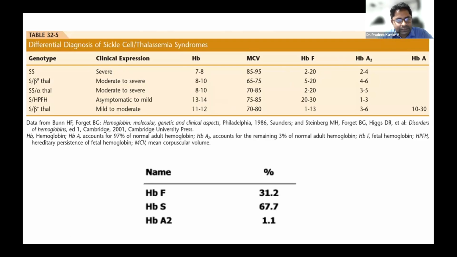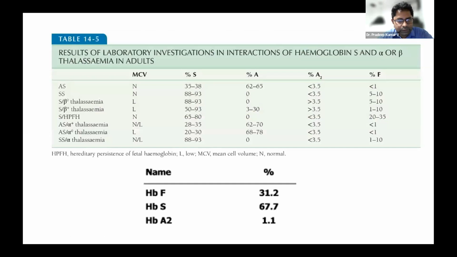This is a nice table from Henry, and whenever you have a sickle band coming up in your electrophoresis, you can always refer to this. There's one more in Daisy where they speak in depth about how heterozygous states can be with concurrent alpha deficiency, alpha globin deletion. So these two are the ones which we would recommend you to read about.